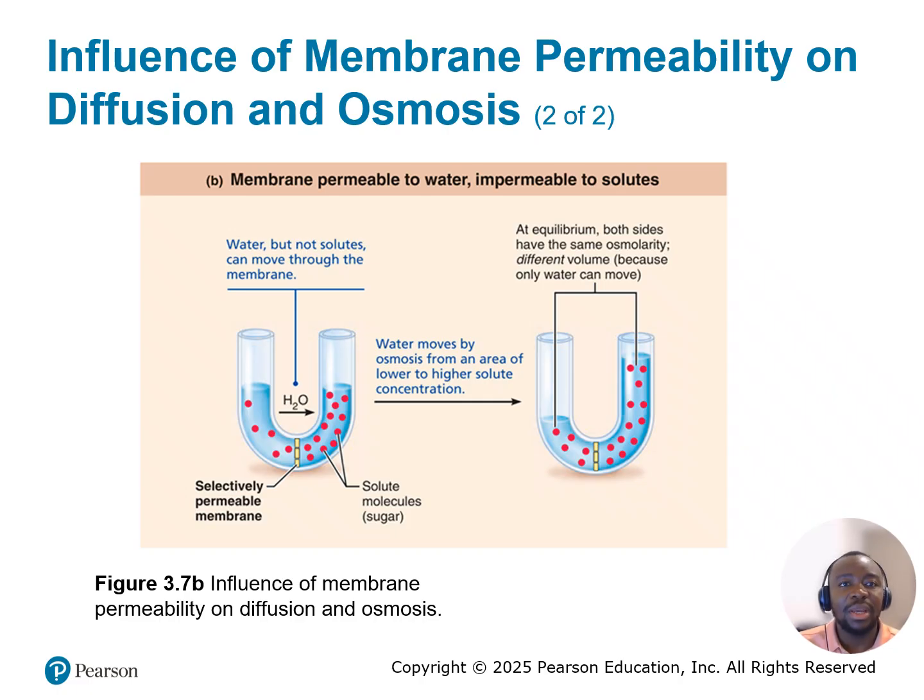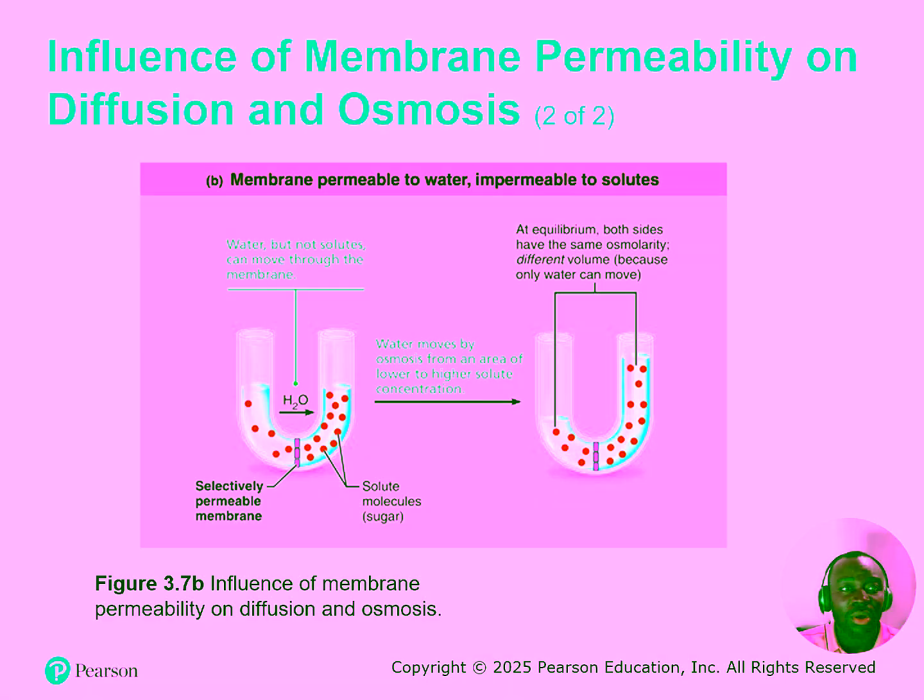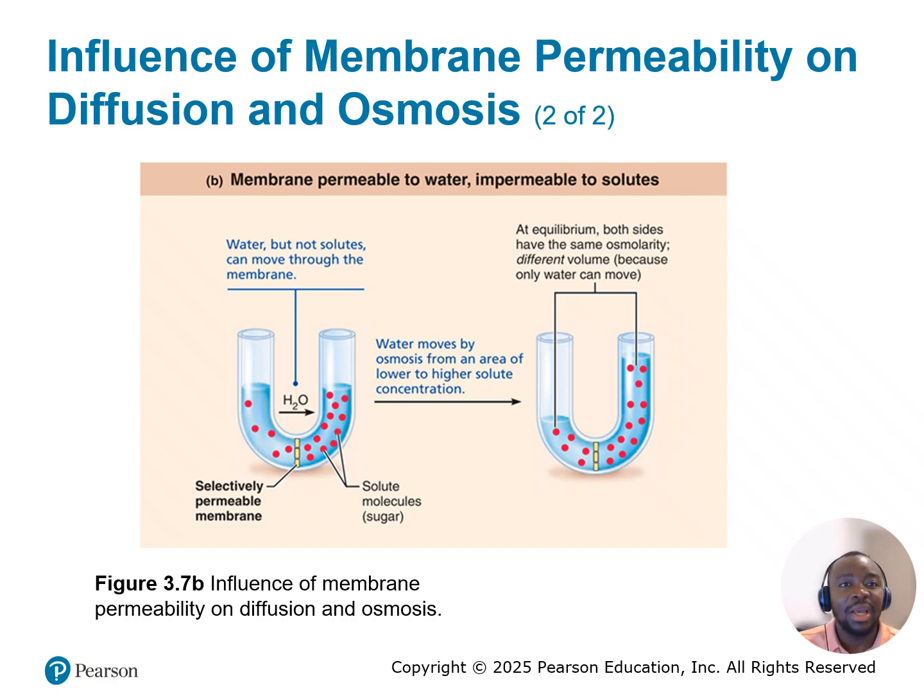This figure here illustrates a U-shaped glass tube containing two solutions. The left compartment of the tube contains a solution with lower osmolarity or lower solute concentration. The right compartment of the tube contains a sugar solution with higher osmolarity. The two solutions are separated by a selectively permeable membrane.